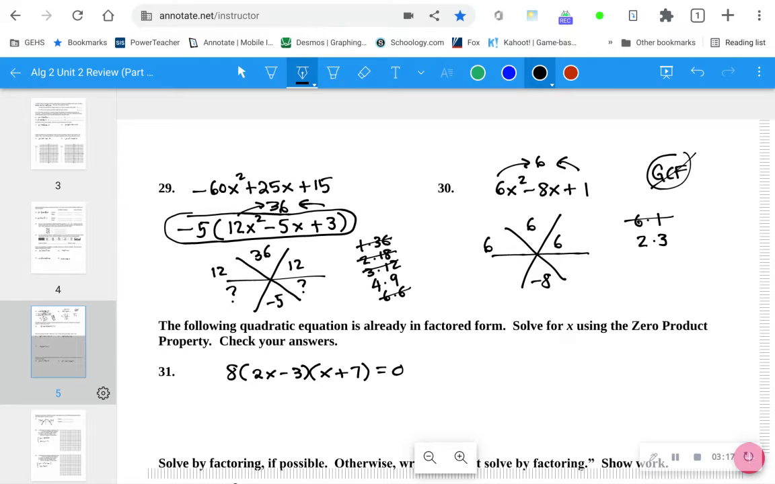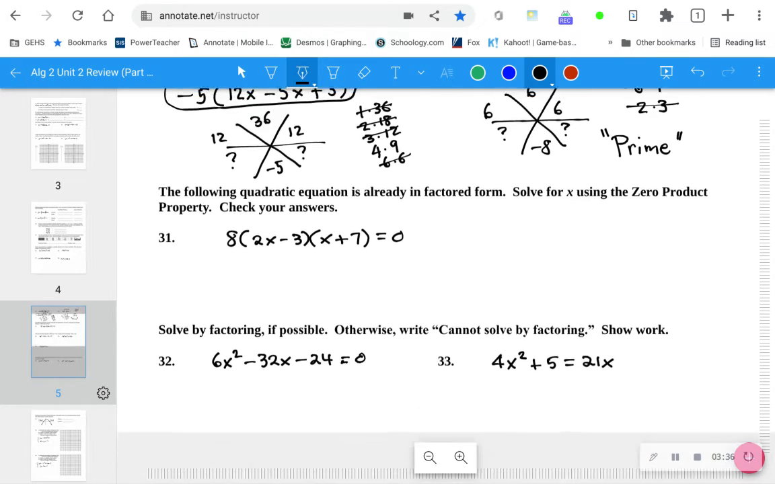It doesn't add up to negative 8 no matter how you play with the signs, so we're out of possibilities here. And this one didn't factor either with the greatest common factor or with the star, and that's when you write prime. So this one didn't factor at all. And there we go.